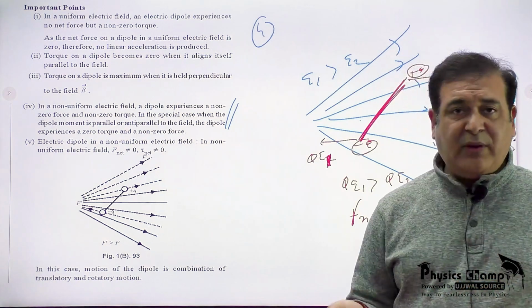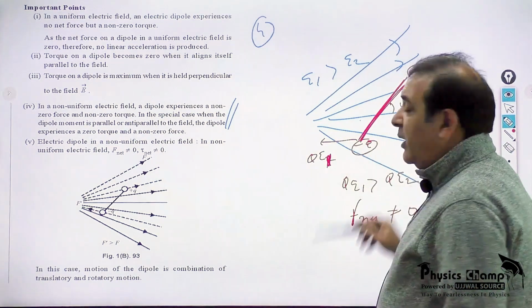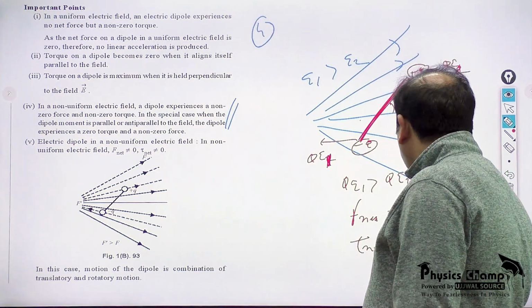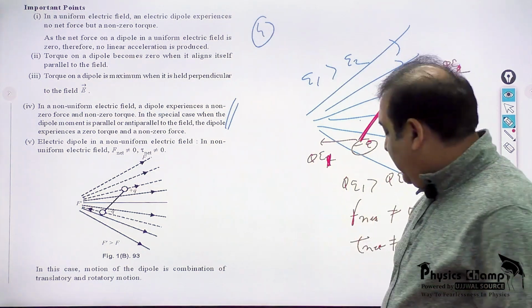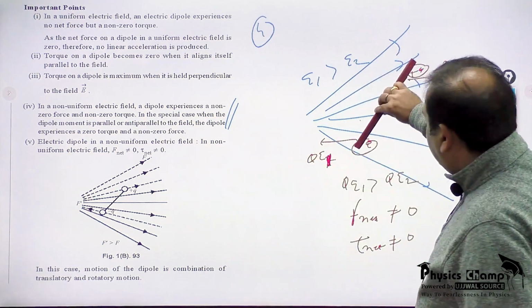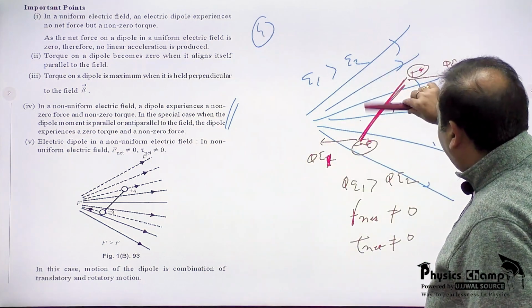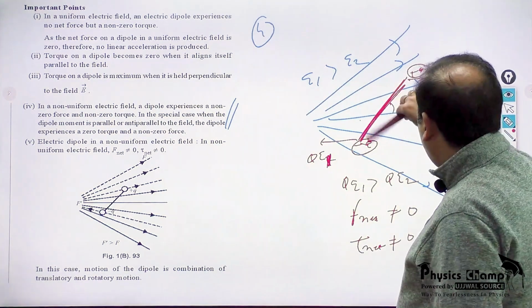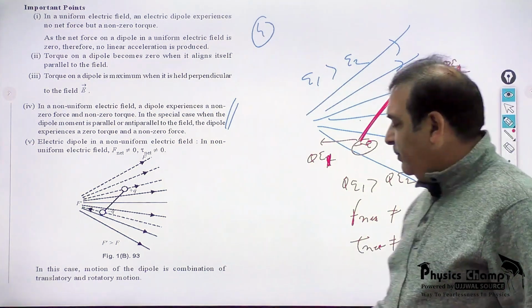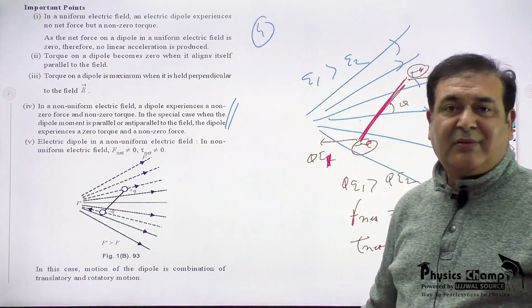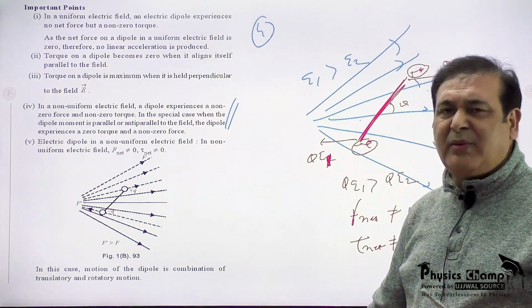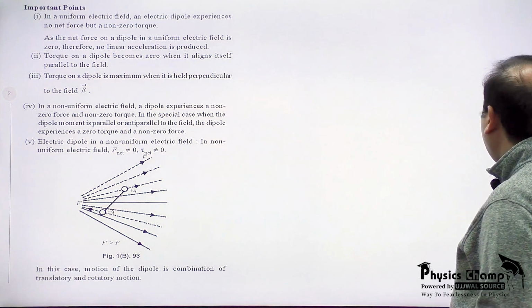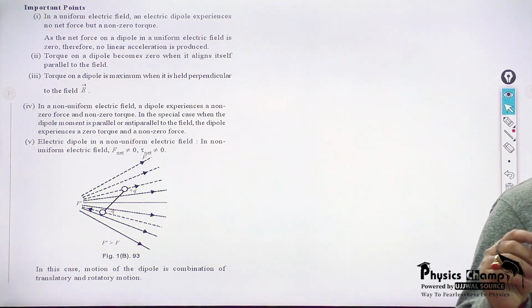So in this situation, it is going to have a net torque also, and it is going to have a net force also. Thus, this kind of dipole will do translational motion and will also do rotational motion, will move forward or backward and will also rotate about its axis. So these are some of the points just to remind you, you should keep in mind, and now we are in a position to take some very good numericals.